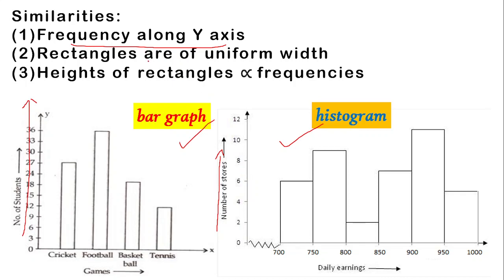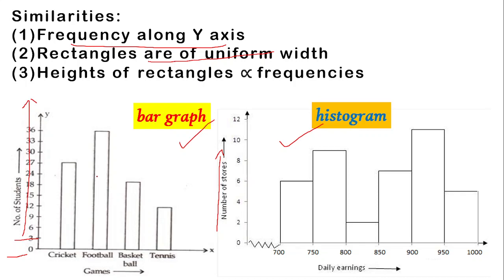Second, rectangles are of uniform width. See the rectangles. All the rectangles are of uniform width. We don't have one big and one small rectangle. The heights of the rectangles may be different, but we do not have rectangles of different width. Look at the width of the rectangles. We have uniform width.